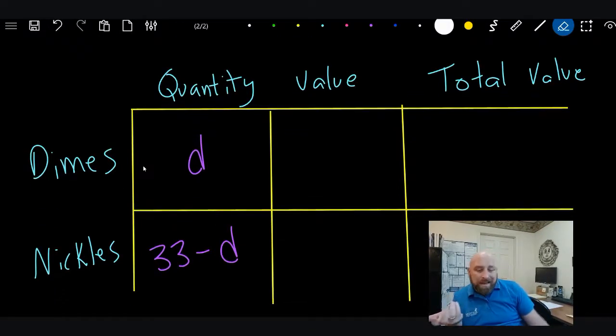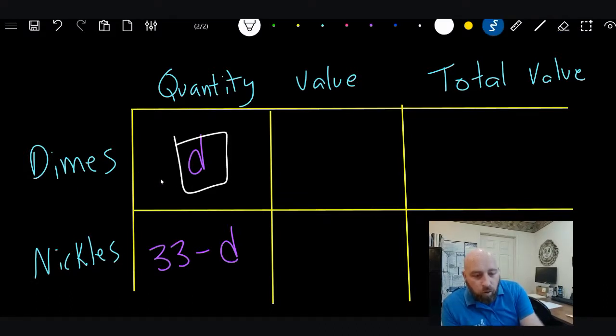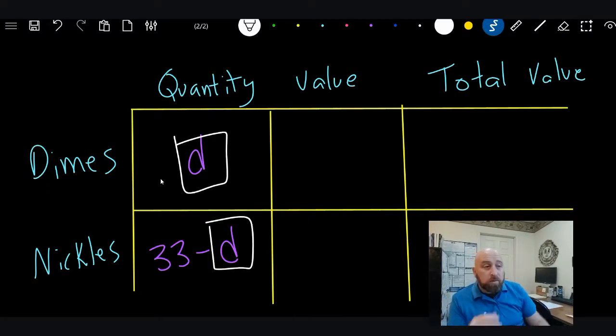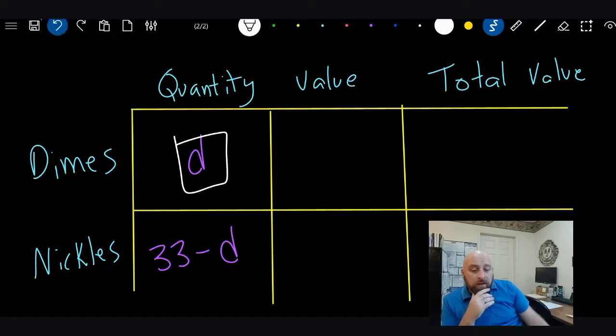Why didn't we just write N there? Because we can't. We can't have two variables. We have to express this right here in one variable. So we have a D in both spots. We can't have an N. We can't have a different variable. So that's how we would do that.